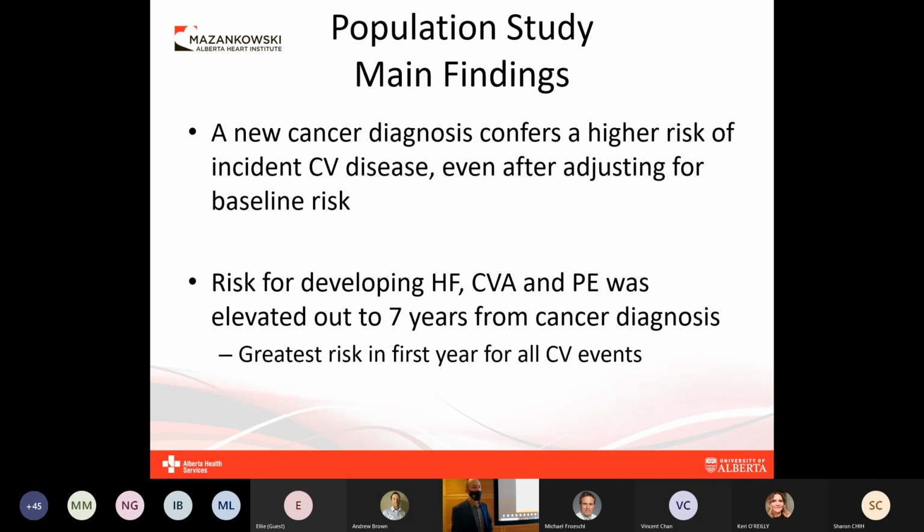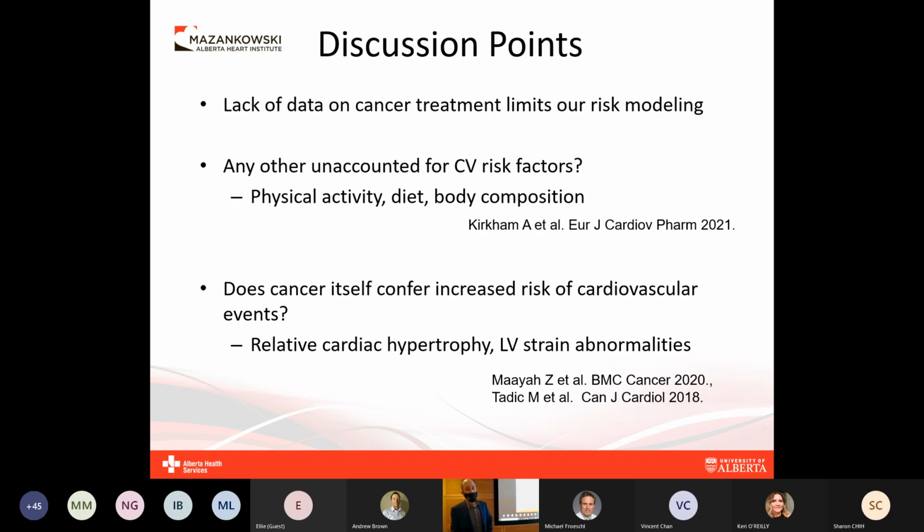Okay, so we found that a new cancer diagnosis does confer a higher risk of incident cardiovascular disease, even after adjusting for baseline risk, and the risk really extends over a long period of time. So we didn't have data on treatment, unfortunately, on cancer treatment, so that limited our modeling to some extent. But some of the questions that we ask, are there some risk factors that we weren't accounting for in our modeling, like physical activity, diet, body composition, and then maybe cancer itself also can influence cardiovascular risk.